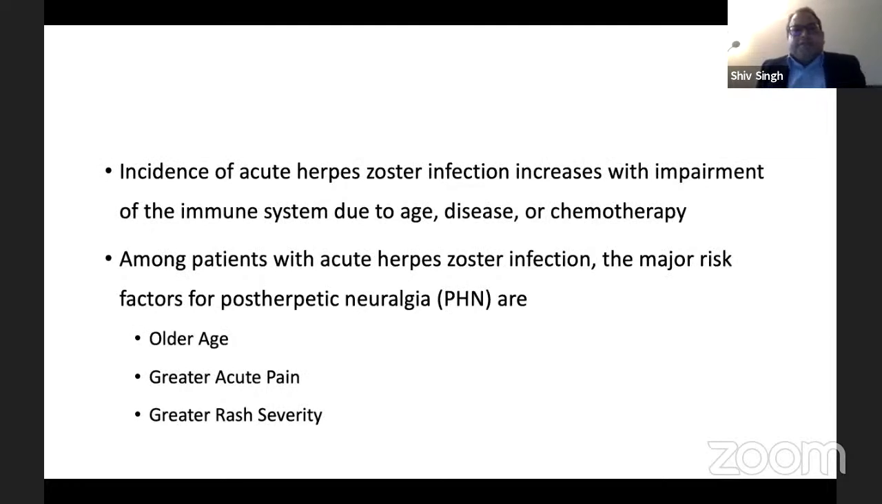So the incidence of acute herpes zoster infection increases because of impairment of the immune system. The immune system can be impaired because of age, of the disease process, or in patients who have been on medications which impair immunity, like radiotherapy or chemotherapy. So invariably, the major risk factors for post-herpetic neuralgia are old age, patients who have greater acute pain with herpes zoster infection, or patients who have greater rash severity. So this group of patients is at high risk for developing PHN after a herpes zoster infection.